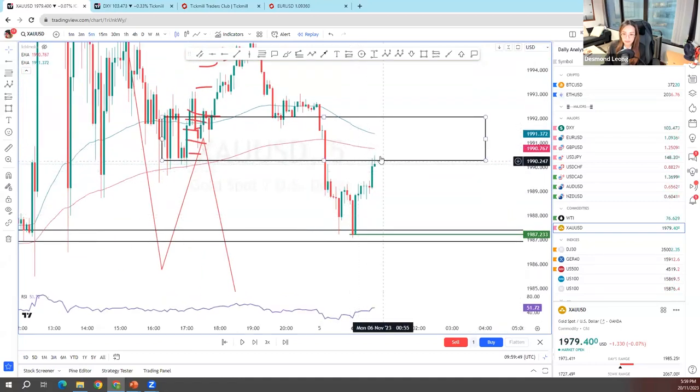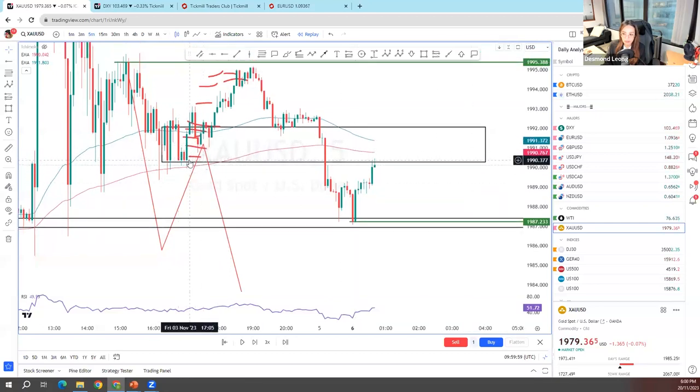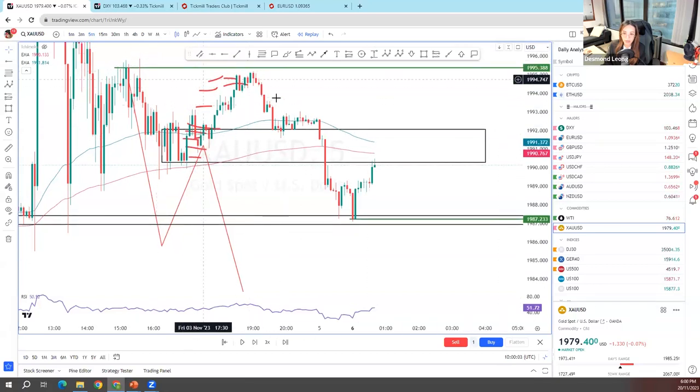Any question? But in this case, I still hold. Either if price came down until here, I might close my lower, the first entry, which is around 1990 here. I close it and then I will hold the highest one.